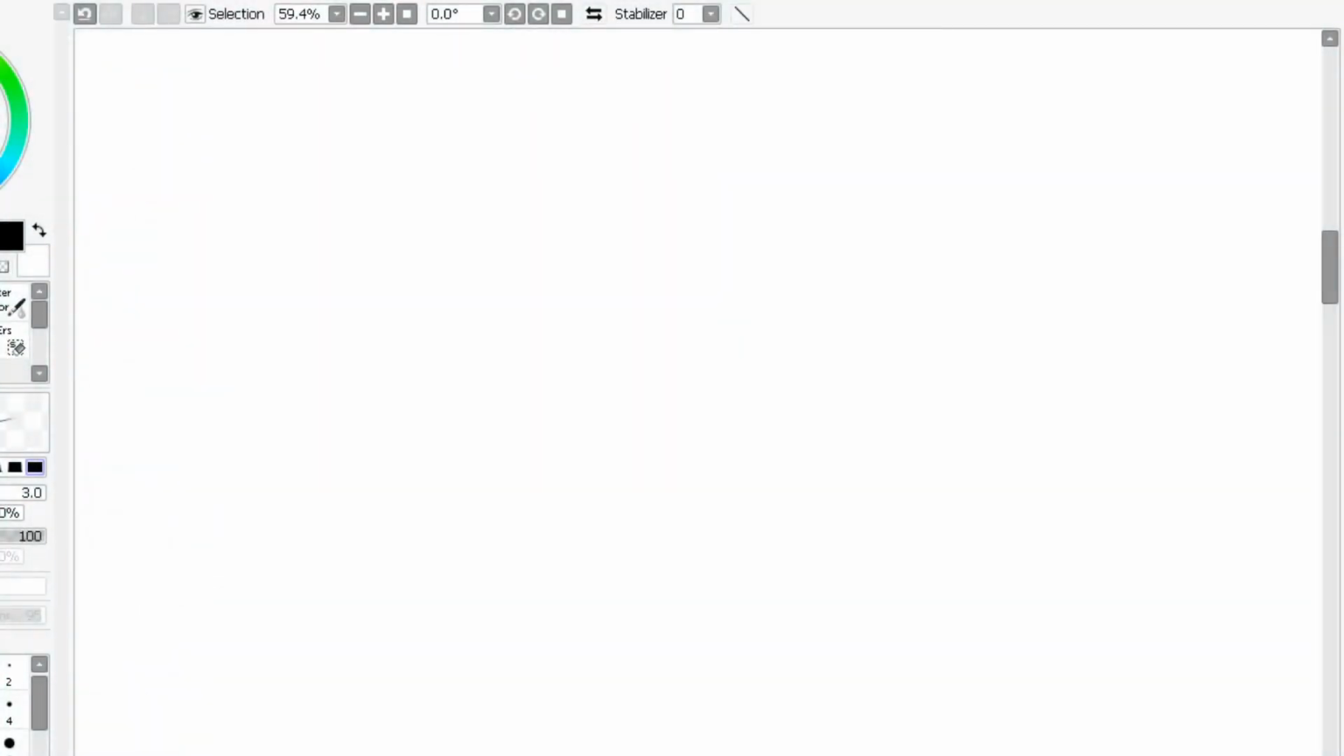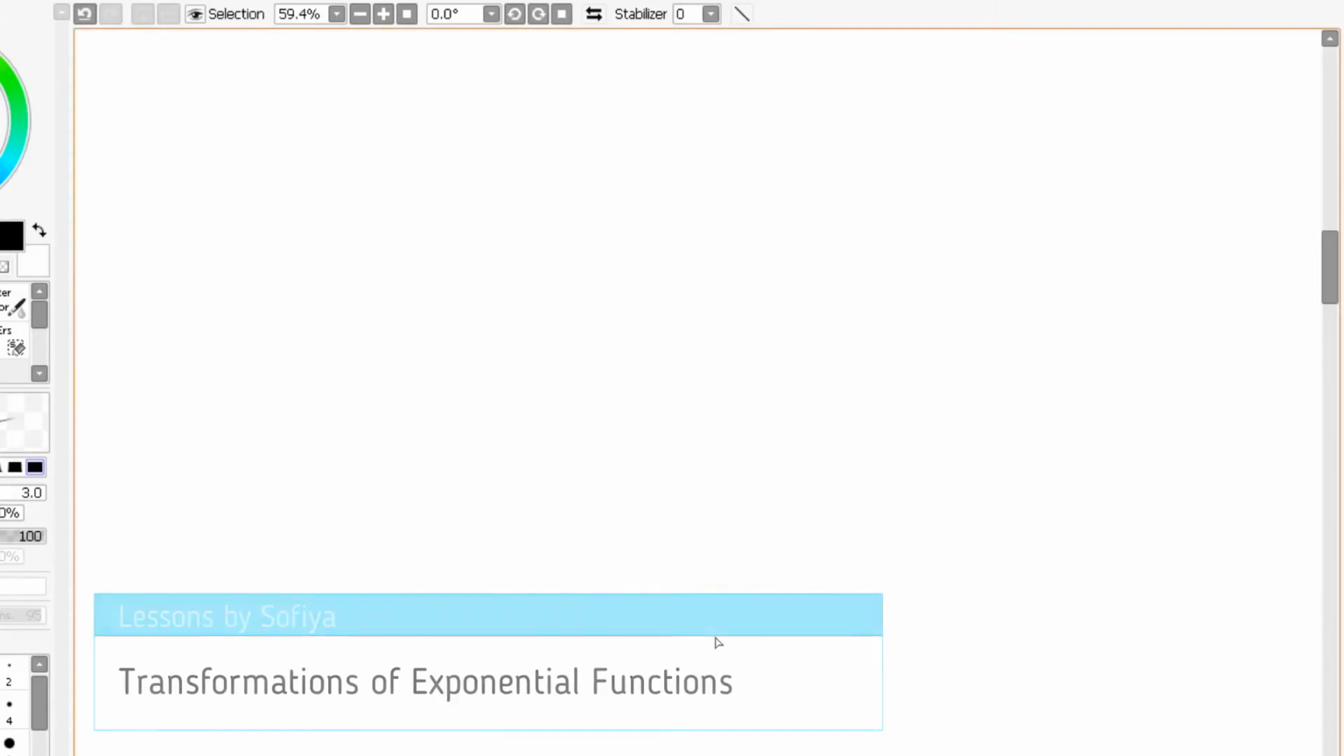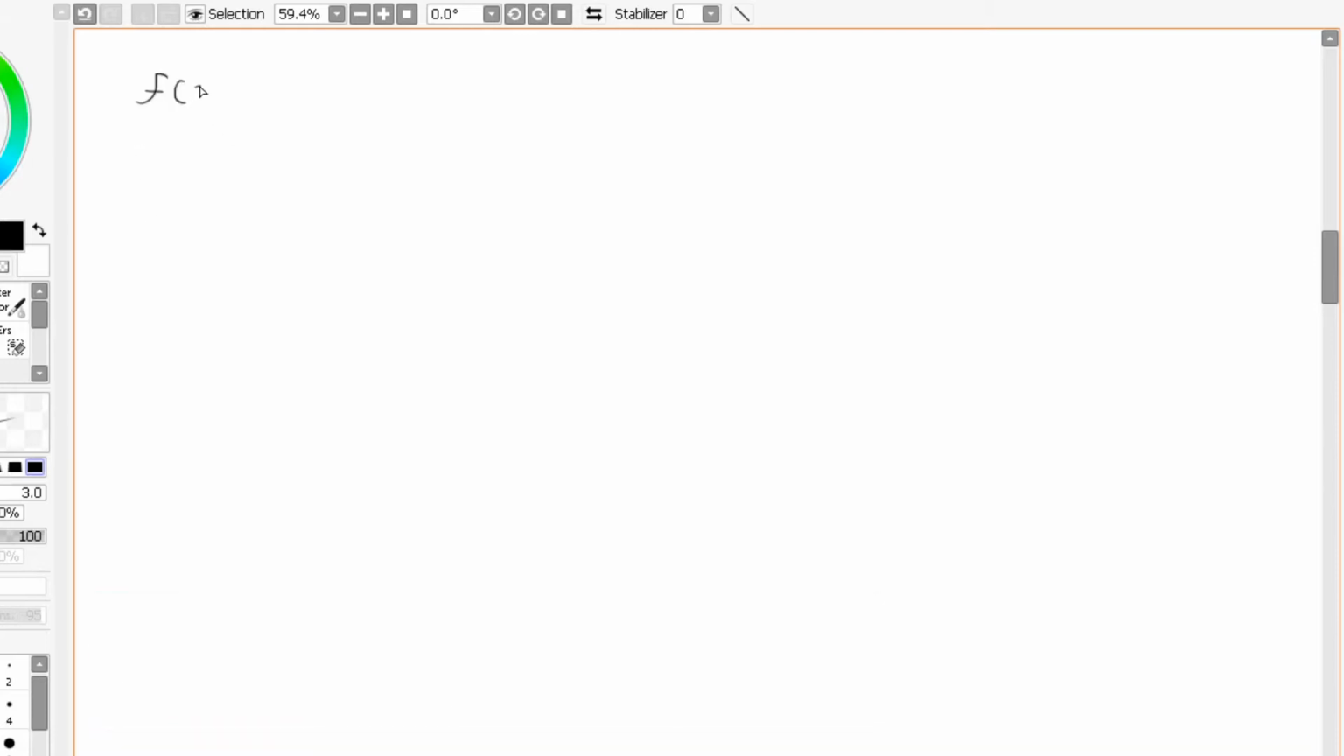Hey there! Let's try working with the transformations of an exponential function. Here is the question. F of x is equal to 4 to the power of x. We will work with that and we will get to see what happens when we do this to the function.